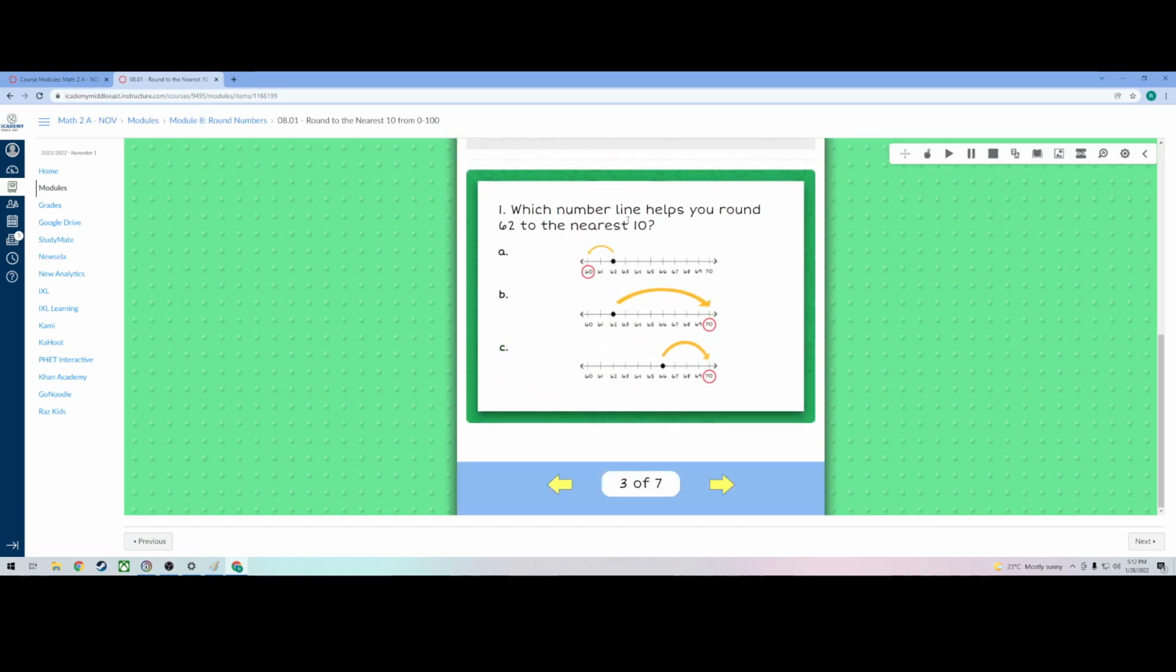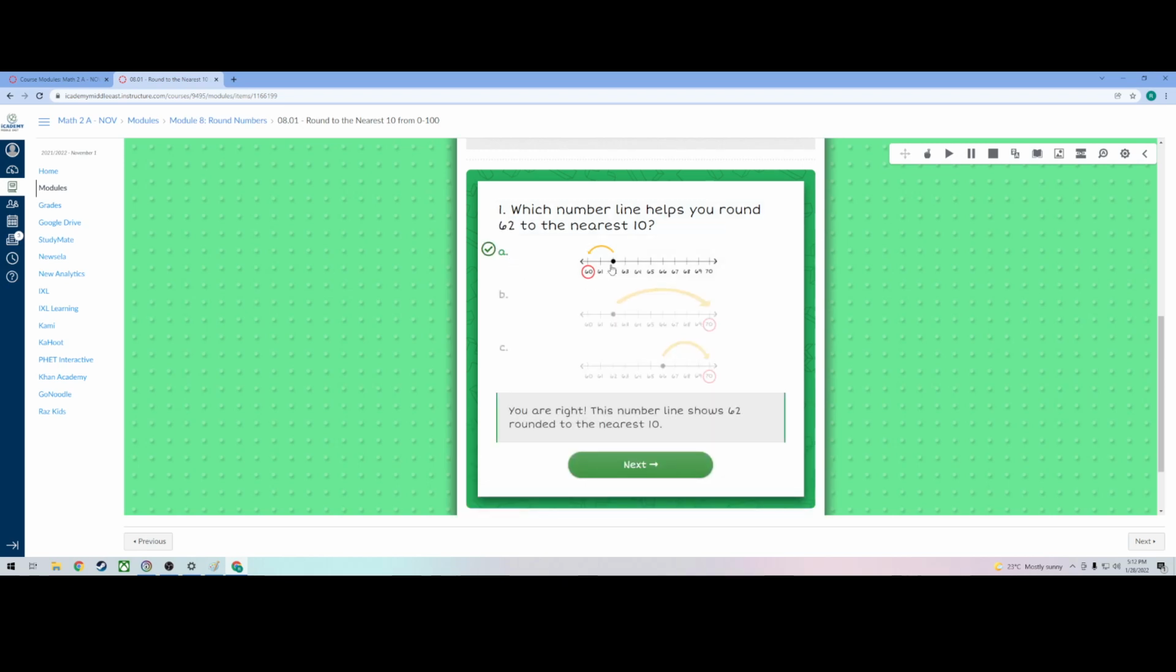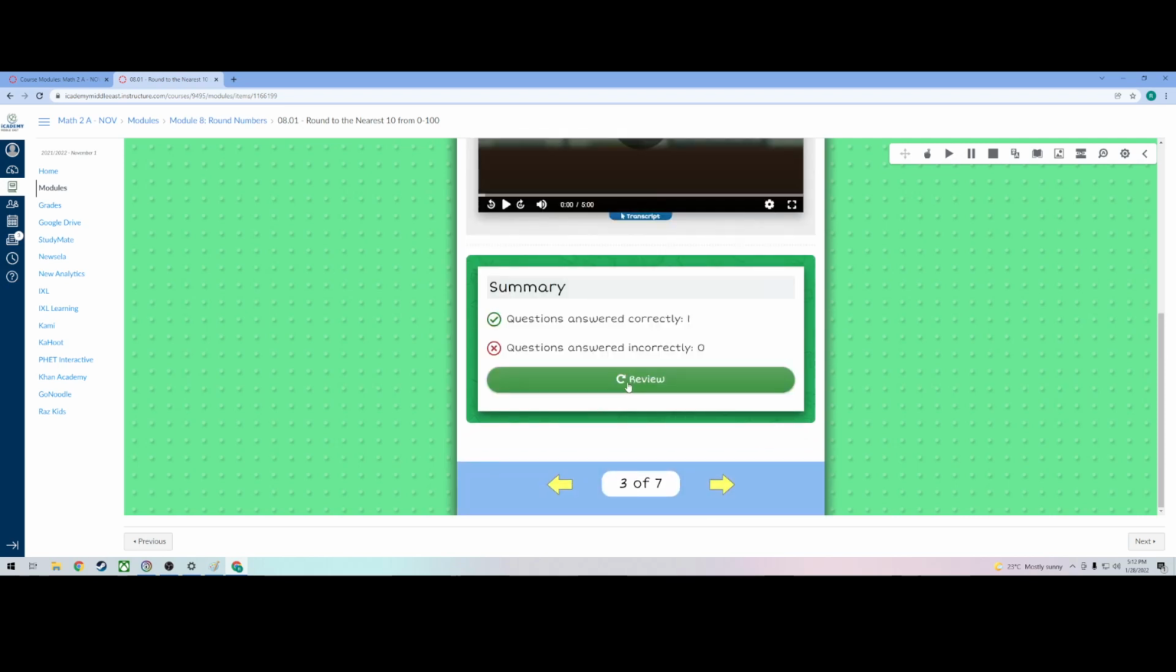So, which number line helps you round 62 to the nearest 10? Which one, Baba? It should have 62 again, between 60 and 70. Okay, so which one? If I tell you, Rosie, round 62, which is the nearest 10 to 62? It is A, because 62's nearest 10 is 60.